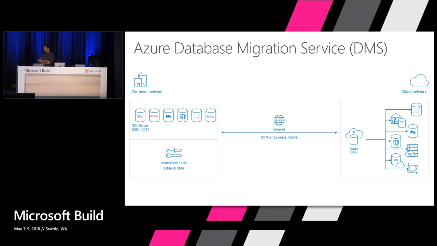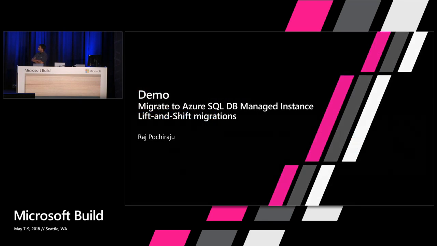And one requirement here is that when you configure the Azure Database Migration Service, we need to make sure that we have site-to-site connectivity between your on-premises environment and the cloud, using either a VPN connection or an ExpressRoute. Right? So that's the Azure Database Migration Service overview.